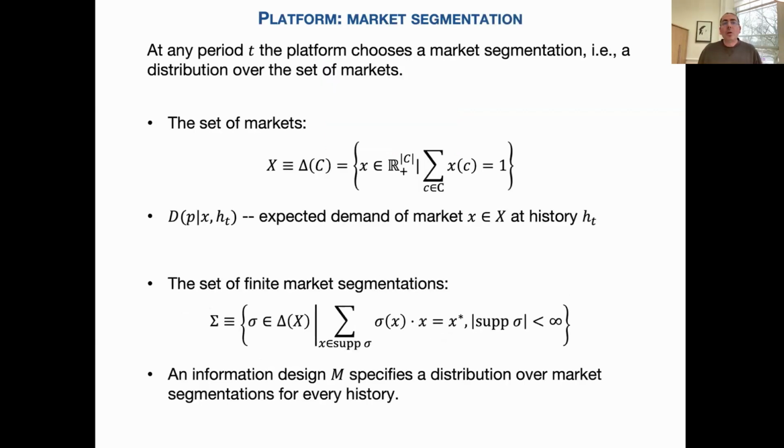Okay? So at any period T, the platform is going to choose a market segmentation. What is a market segmentation? It's a distribution over a set of markets. What is a market? A market is just a vector that describes the proportion of consumers of each characteristic. So a particular X is a market, a vector with dimension n, the number of characteristics, where X of C will be the proportion of consumers with characteristic C in that particular market.